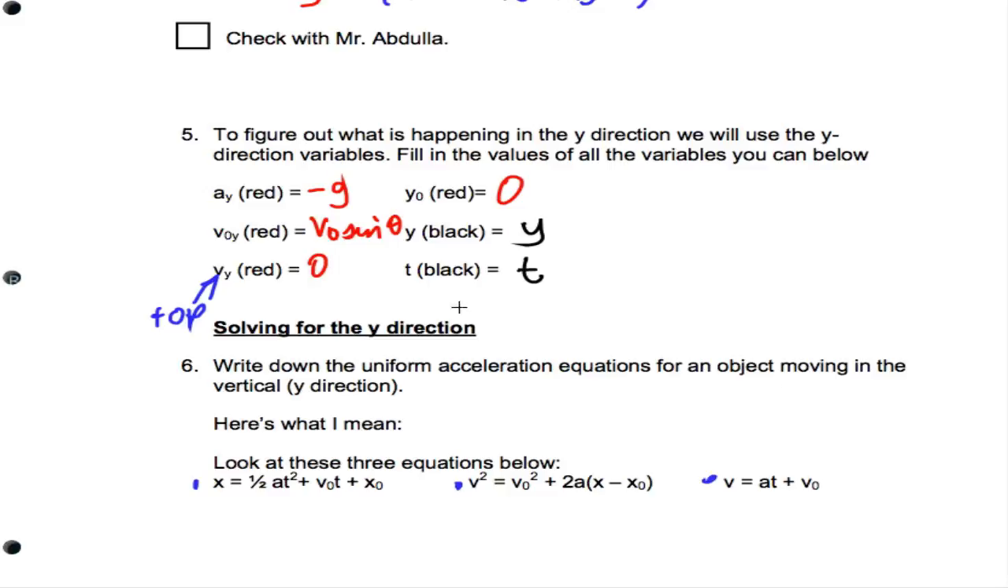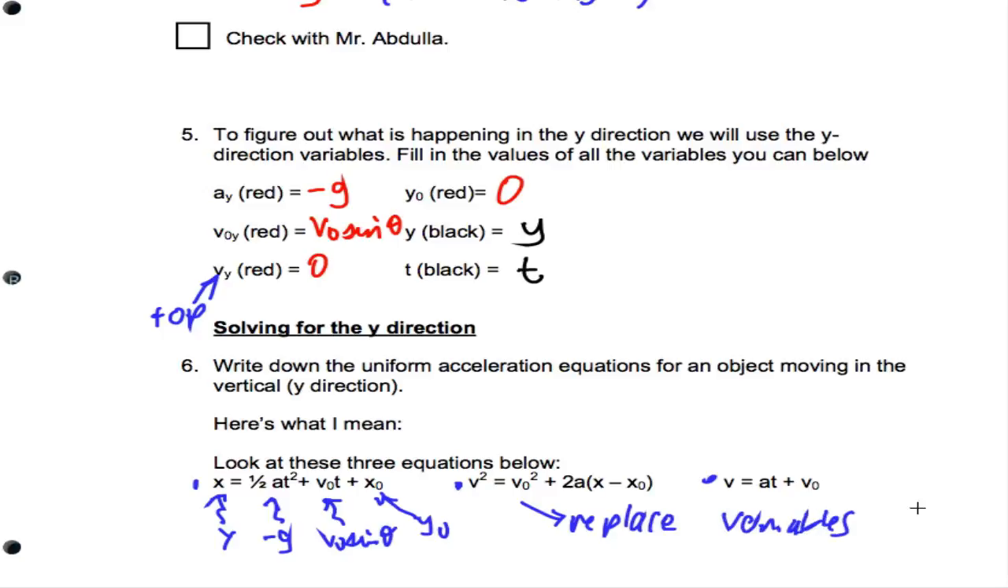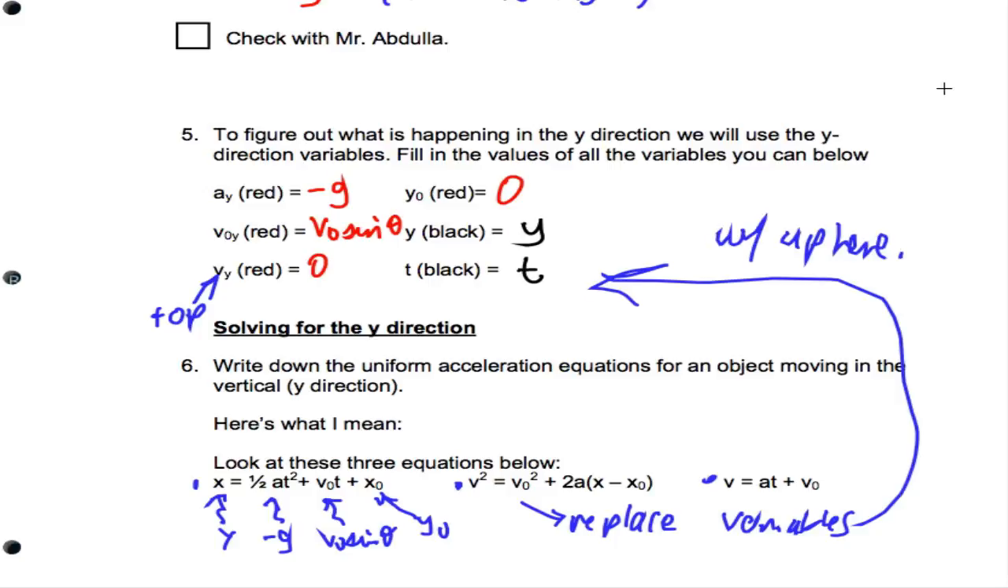So what I want to do is, where I see an x here, I want to replace that with a y. And this a here, I'm going to replace that with a negative g. And this v naught, well, no, because now I'm dealing with the vertical direction. That's actually v naught sine theta. And so what I'm going to do is take these three equations and replace the variables with all this stuff up here. So I'm going to rewrite those equations, and you're going to have your sheet open in front of you and watch what I do, and do it with the correct colors the way I do it here.